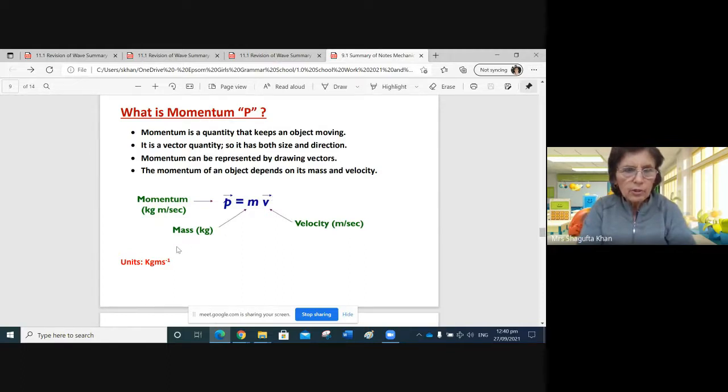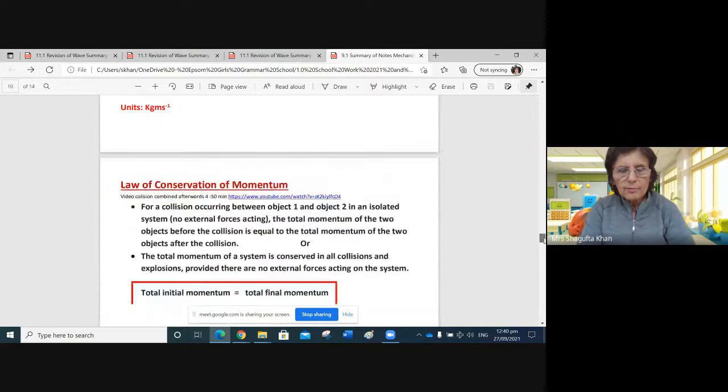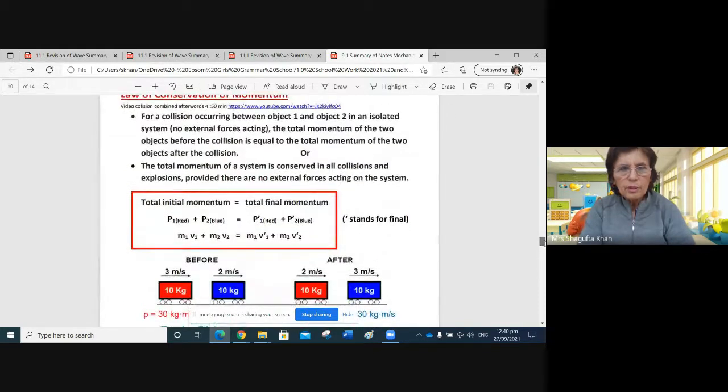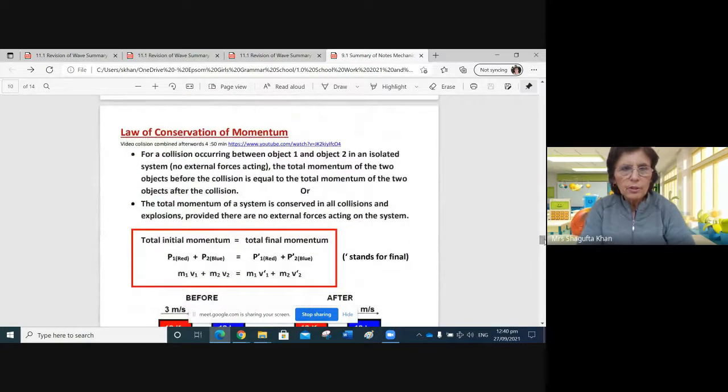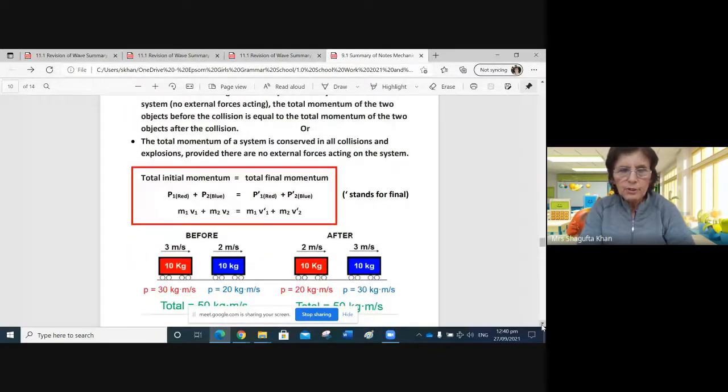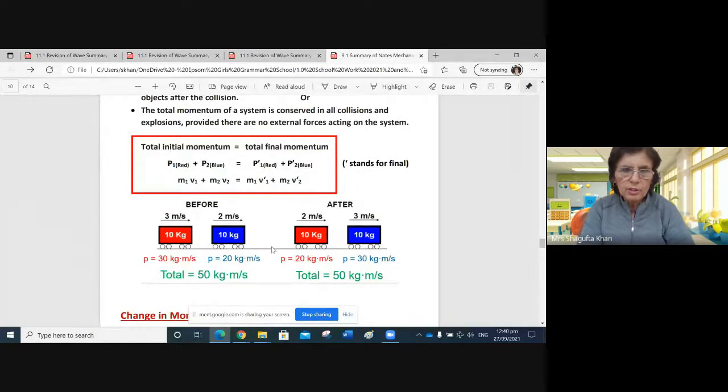Mass has to be in kilograms. The unit is kilogram meter per second. It's a vector quantity, so it has both size and direction. Now, you will be asked what happens in a collision between two objects. The law of conservation of momentum says that the total momentum of the two objects before the collision is the same as the total momentum after the collision.